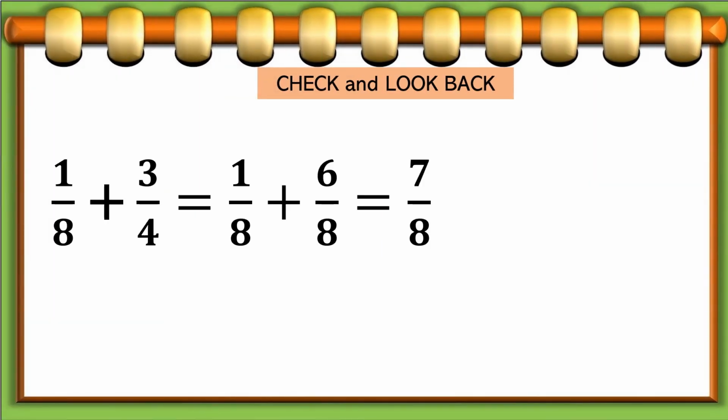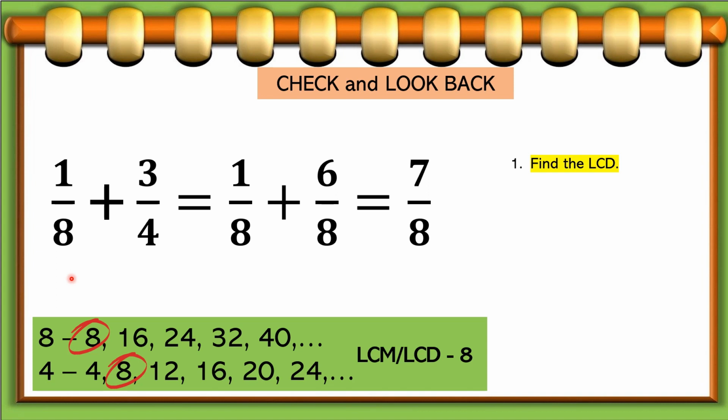The last step in solving problem is check and look back. We're going to check if our answer is correct by adding the distance covered by Lorraine and the answer 1/8. First, we're going to find the least common denominator of 8 and 4. So here are the multiples of 8 and 4. So the LCM or LCD is 8.